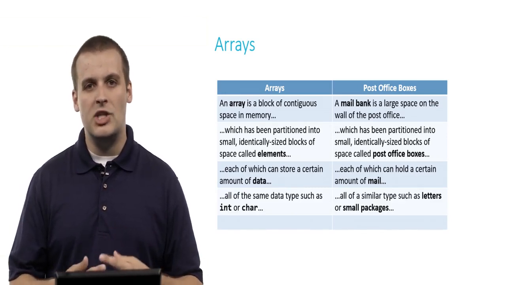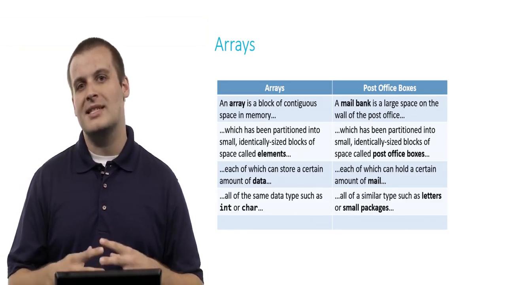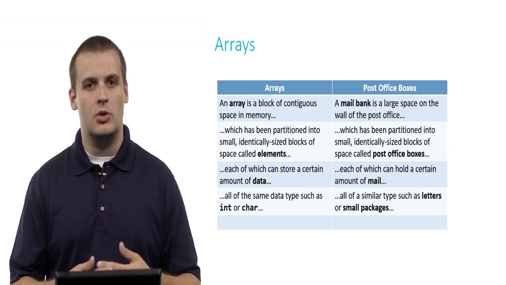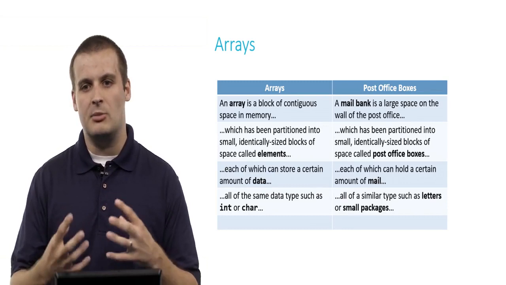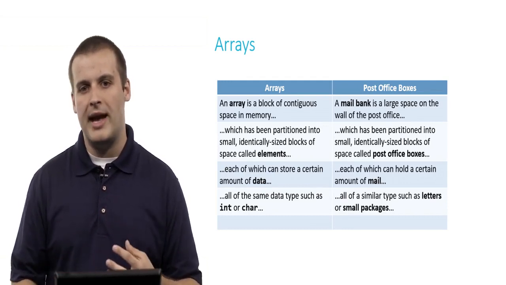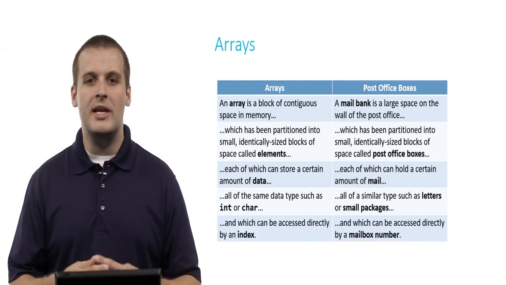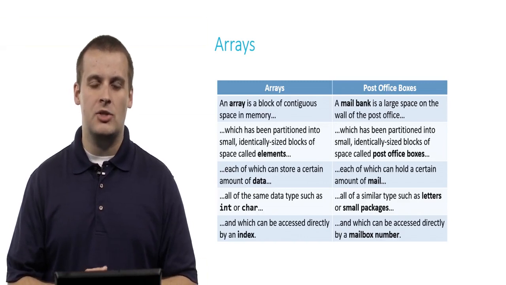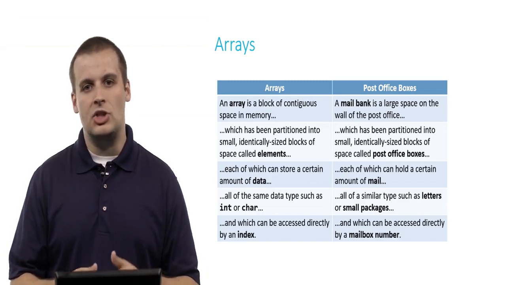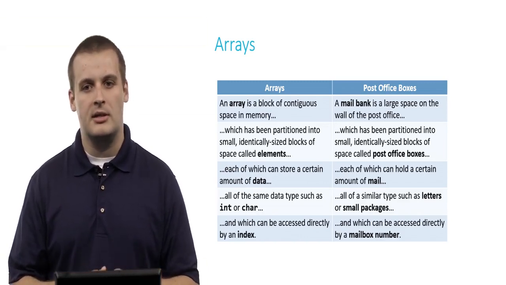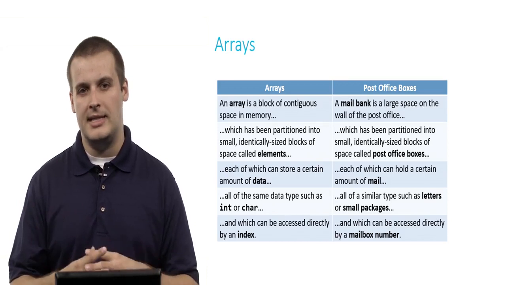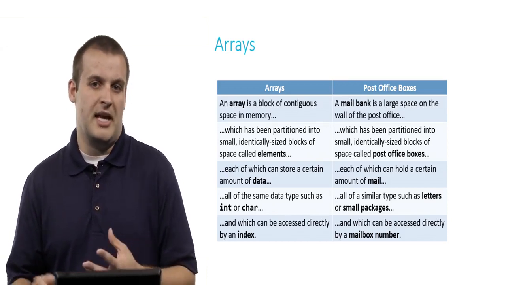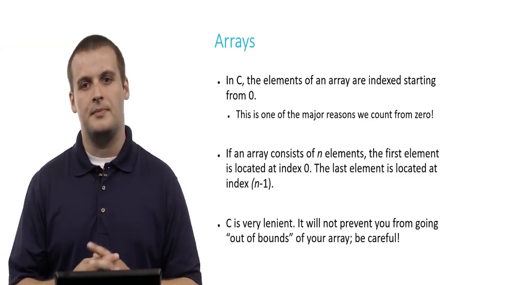What can be stored in each element of the array? It's variables of the same data type, such as int or char. Just like in your post office box, you can only fit things of a similar type, such as letters or small packages. Lastly, we can access each element of the array directly by index number, just as we can access our post office box by knowing its mailbox number. Hopefully that analogy helps you get your head around the idea of arrays by analogizing to something else that you are probably already familiar with.